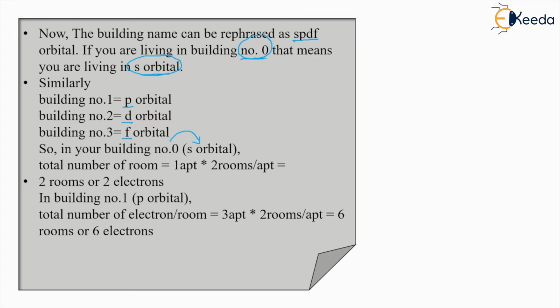So if I have building 0, which is the s orbital, the total number of rooms in an apartment can be, one apartment has 2 rooms. And 2 rooms means 2 electrons.